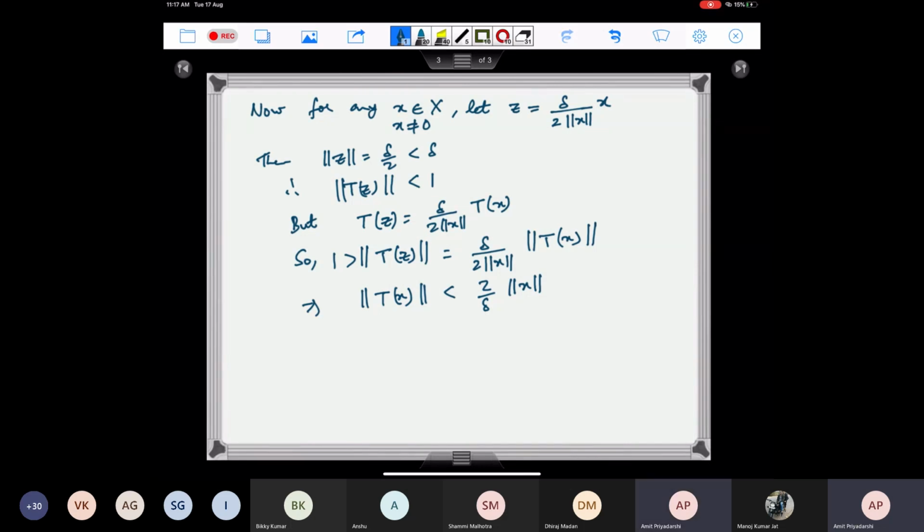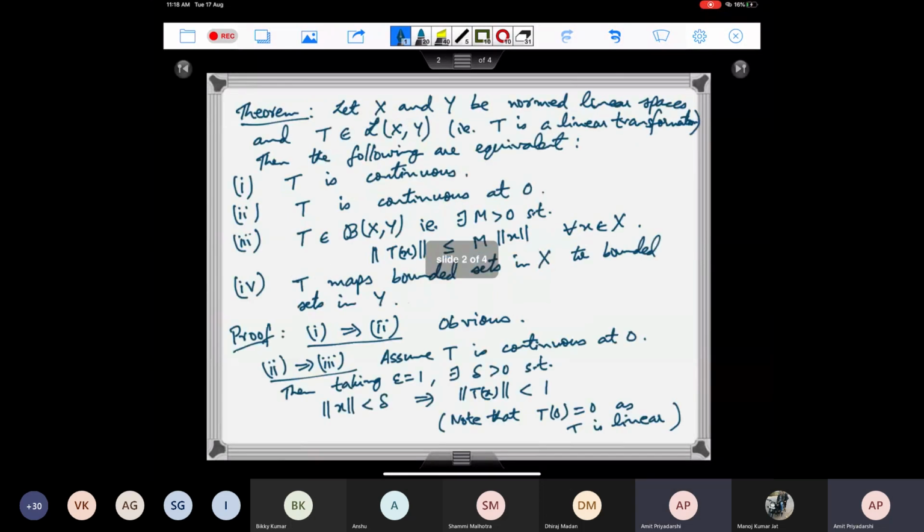So therefore, norm Tx is less than or equal to this, 2 by delta times norm x, for all x in X. As we have shown that for non-zero x, this is less than this, and for x equal to 0, of course, both sides are equal. So this proves that 2 implies 3.